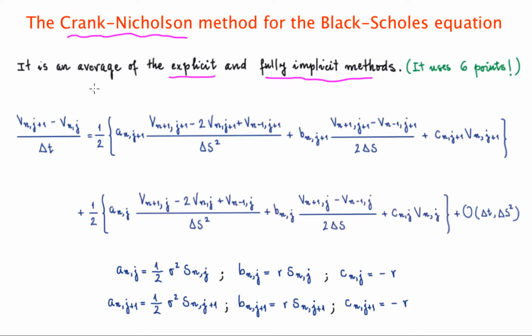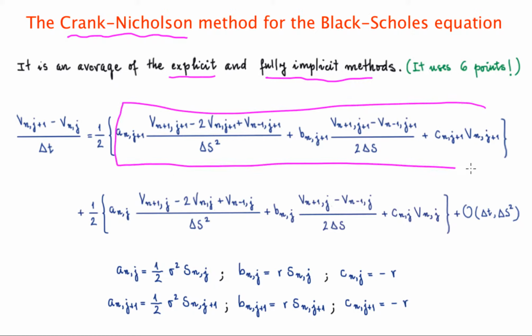So here on the left, we have the finite difference representation for the time derivative, which is the same for both the explicit and fully implicit methods. And here on the right-hand side, we have an average. That's why we have 1/2 and 1/2. The finite difference representation corresponding to the fully implicit method.